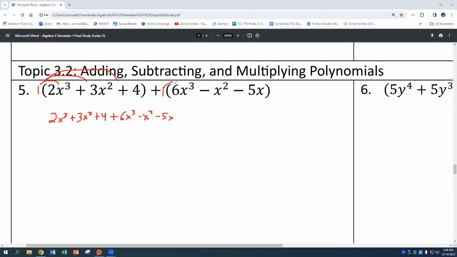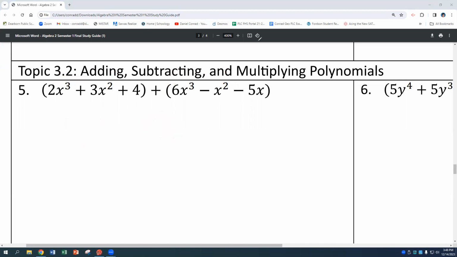Right? So when you're adding, you're basically just getting rid of the parentheses. You don't need to worry about them. The only thing left to do is combine like terms. So that's going to be 8x to the third plus 2x squared minus 5x, and then plus 4. Pretty straightforward there.